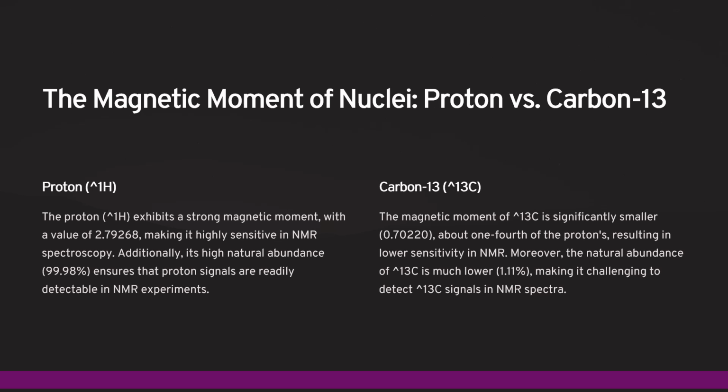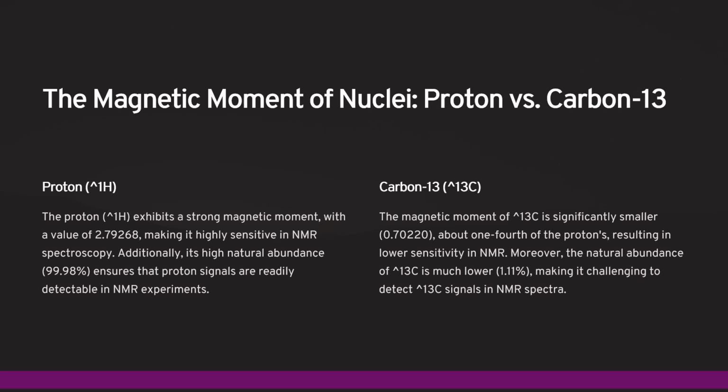The proton has a much stronger magnetic moment, with a value of 2.79268. This strong magnetic moment makes protons highly sensitive to NMR, meaning they produce stronger signals. Additionally, protons have a very high natural abundance. About 99.98% of hydrogen atoms are in the form of protons, which ensures that proton signals are easily detected in NMR experiments.